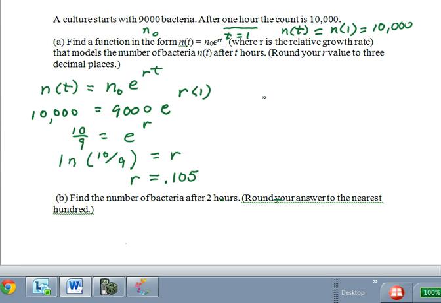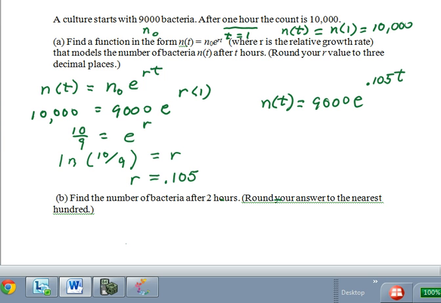But now we're asked to actually write the function. So we write it as n of t equals 9,000 e to the 0.105 t. And now this is a function of t.